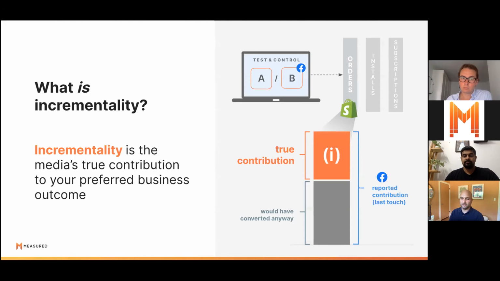And you'll see some examples of this later when we talk about the high intent baked into retargeting campaigns, for example, where you're targeting users who already have a high propensity to convert, in which case, while in that platform, they're able to say, yes, we were a part of that transaction. We're actually able to identify, in the absence of media, would that person have converted anyway, in effect showing the true contribution of the media.